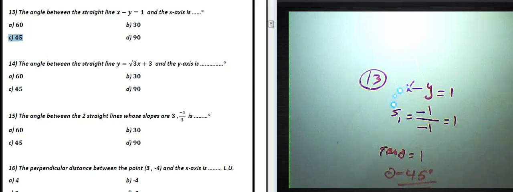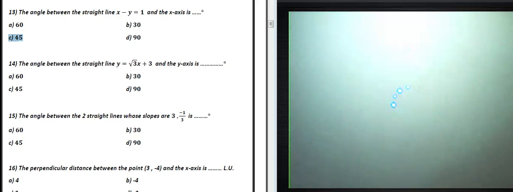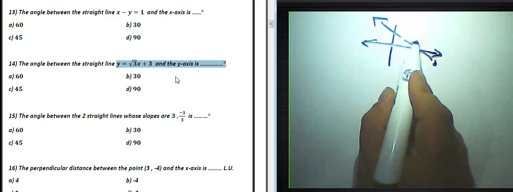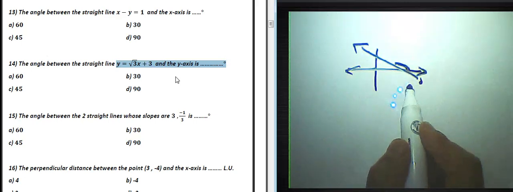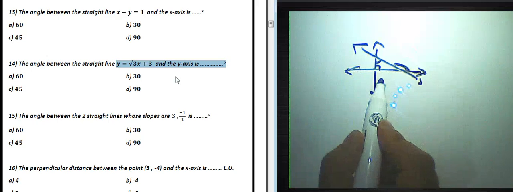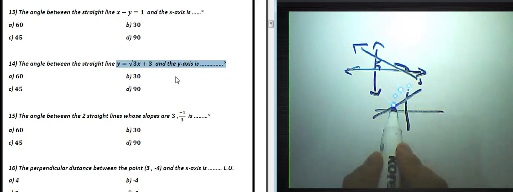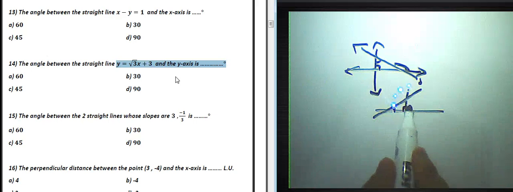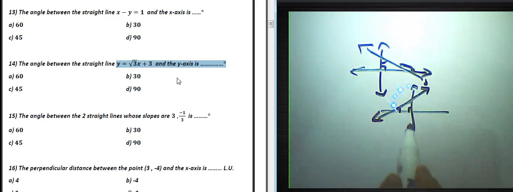Okay. Question number 14. The angle between the straight line y equals root 3 x plus 3 and the y-axis equals what? You can find the slope of this equation to find the angle between the straight line and the x-axis, and then you can subtract it from 90. Look at here about this shape. If this angle is obtuse, you must subtract by 90 to get this angle. But if the angle you get is acute, you can subtract it from 90 degrees to find the angle between the straight line and the y-axis.